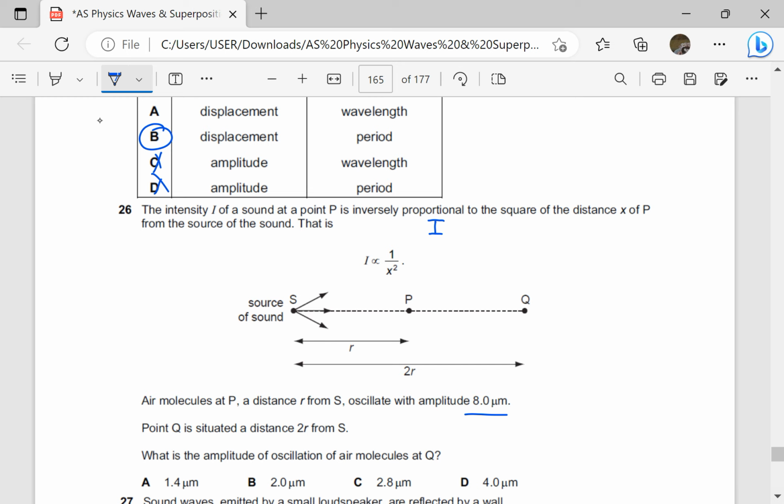First, intensity at point P is going to be equal to a constant k times 1 over x squared, where x at P is r, so it is k over r squared. Then intensity at Q is going to also be a constant over the distance, which is 2r, but squared, it becomes 4r squared. And air molecules at P, a distance r from S, oscillate with amplitude 8.0 micrometers. Remember also intensity is directly proportional to amplitude squared. So I'll say this is equal to a constant K times the amplitude, which is 8. I'll just maintain the units, so I'll say 8 squared. This one will be equal to a constant K times the amplitude, which we don't know.